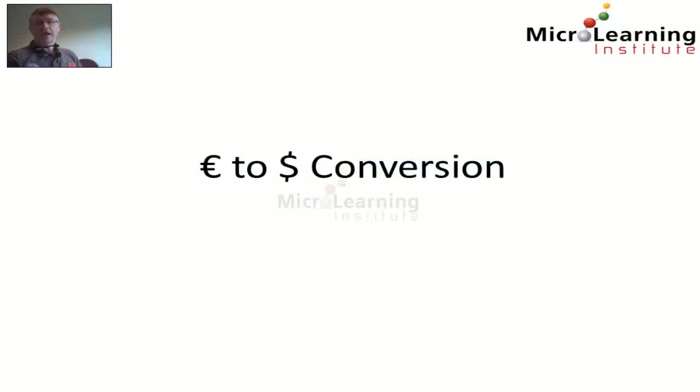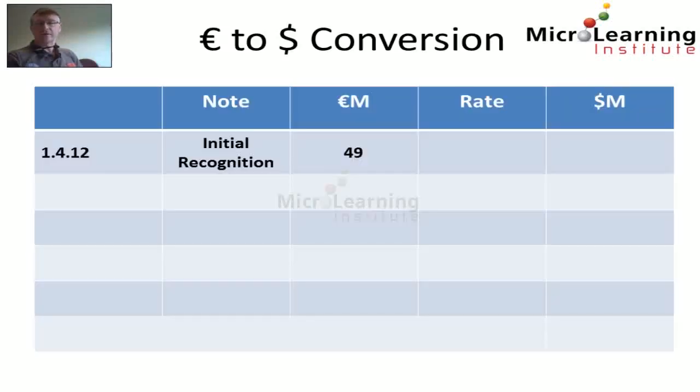Now, of course, as the presentation currency of Delta is dollars, we must now convert each of those transactions into their dollar equivalent. So let's have a look at this conversion. The initial recognition in euros was 49 million. And at that date, we're told in the question that the exchange rate from euro to dollars was 1.4. So consequently, this initial recognition of 49 million euros liability translated to a liability of $68.6 million.